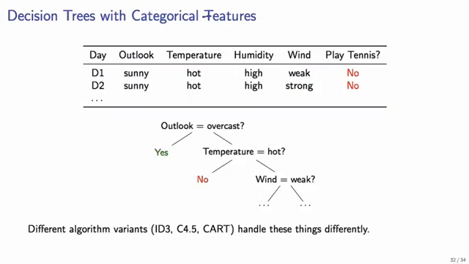Finally, we want to take a look at some variants of decision trees. One example are decision trees with categorical features. So here we have a data set that contains weather data, and we want to predict whether to play tennis on a given day or not.